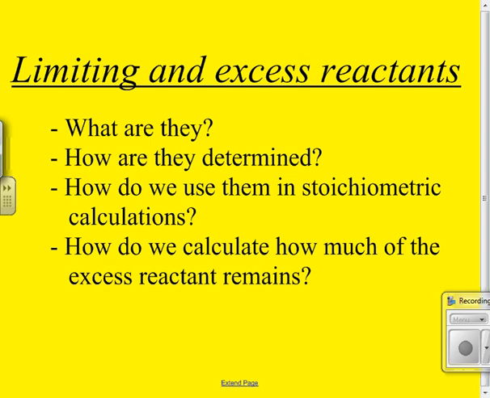This lesson is on limiting and excess reactants. We will answer the questions: what are they? How are they determined? How do we use them in stoichiometric calculations? And how do we calculate how much of the excess reactant remains when using limiting reactants?